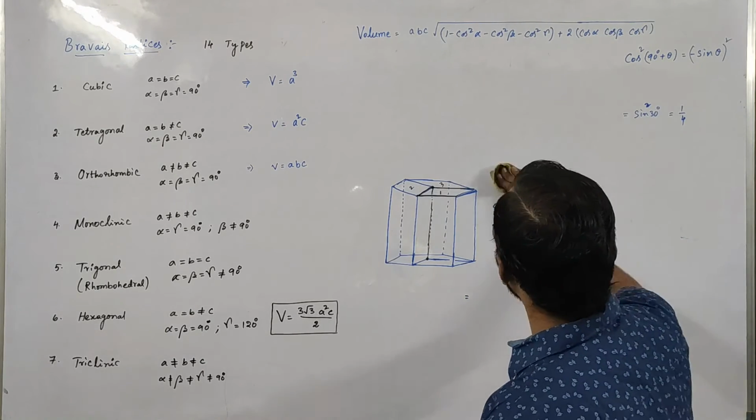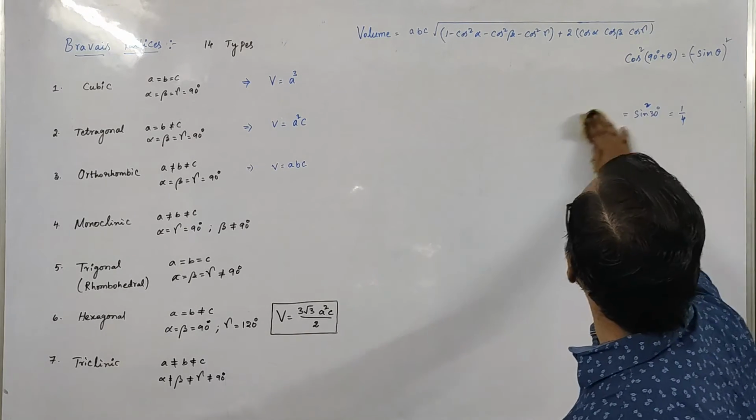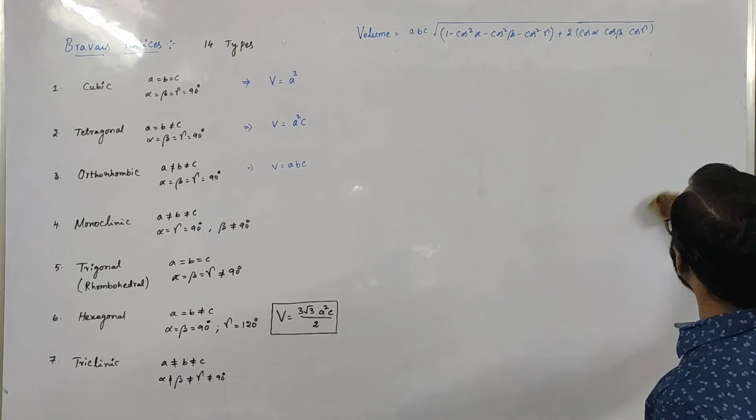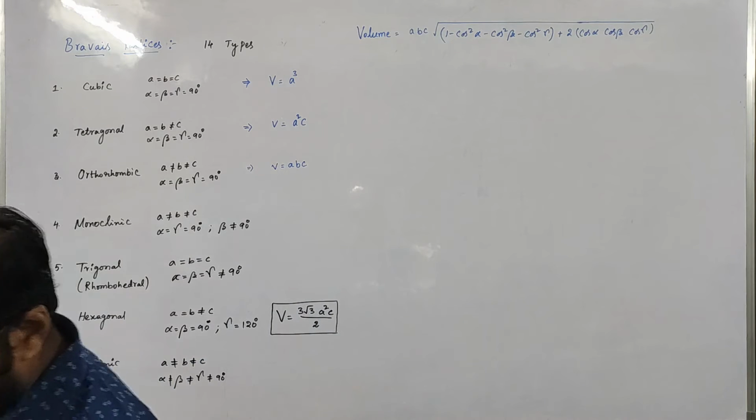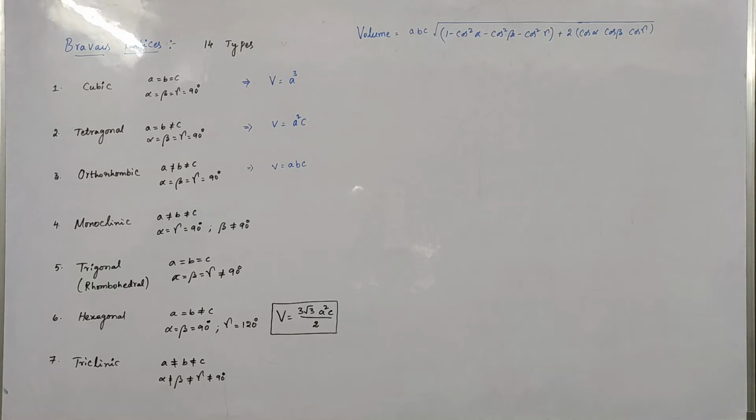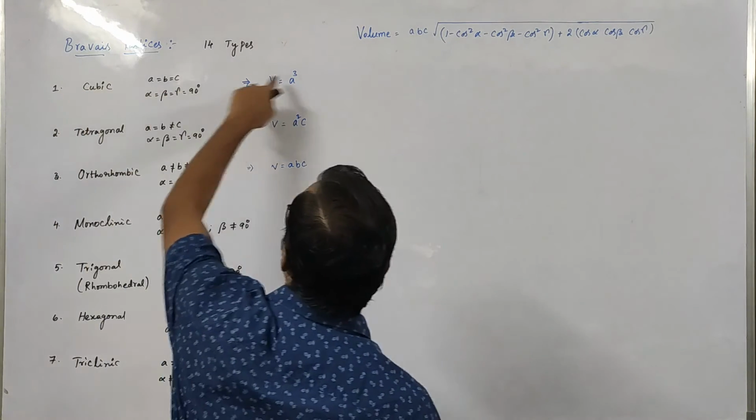So we have calculated volumes. Now let me check about the symmetries. Before going to symmetries, let me check about unit cells. What are the types of unit cells responsible to construct this cubic?